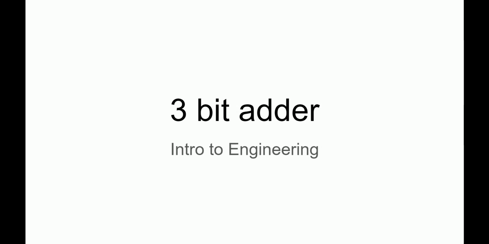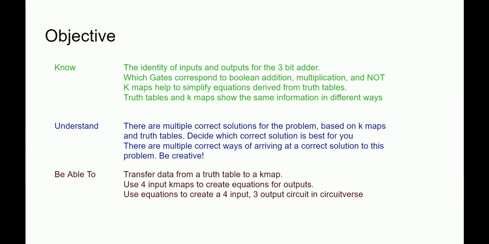So first let's go over our objective for the day, just so we all know what the targets are. I want you to be able to identify inputs and outputs for our 3-bit adder. I want you to know which gates correspond to addition, multiplication, and an inverse. I want you to know that K-maps help to simplify equations. And I want you to recognize that truth tables and K-maps show the same thing, just in different ways, and they kind of have a different purpose.